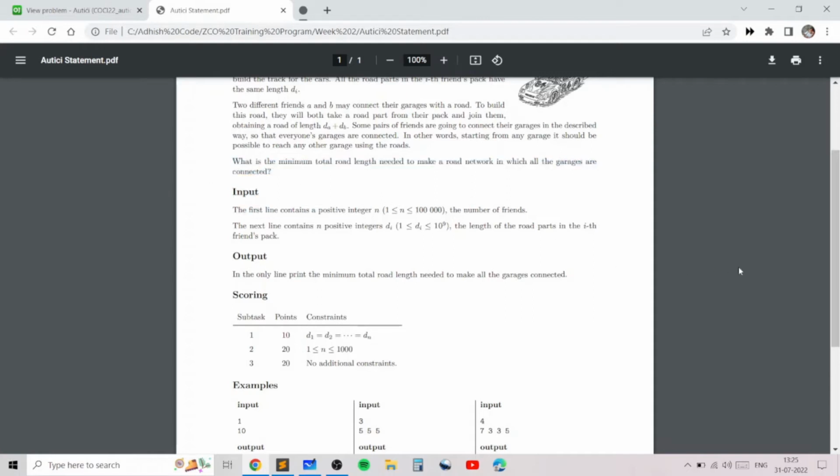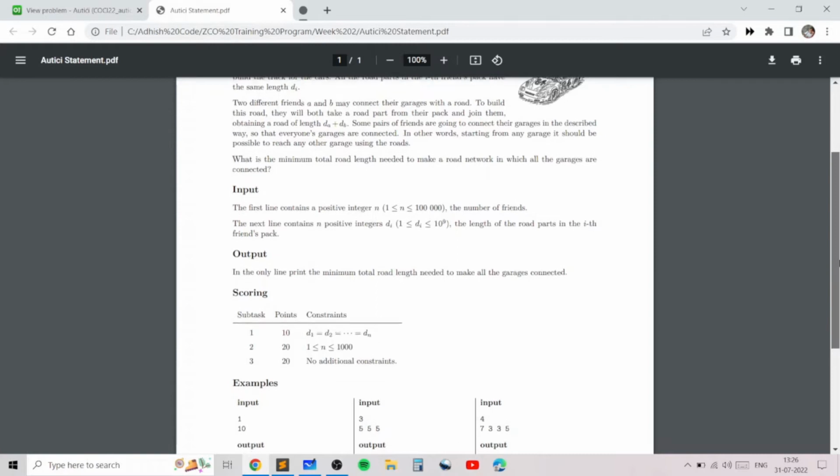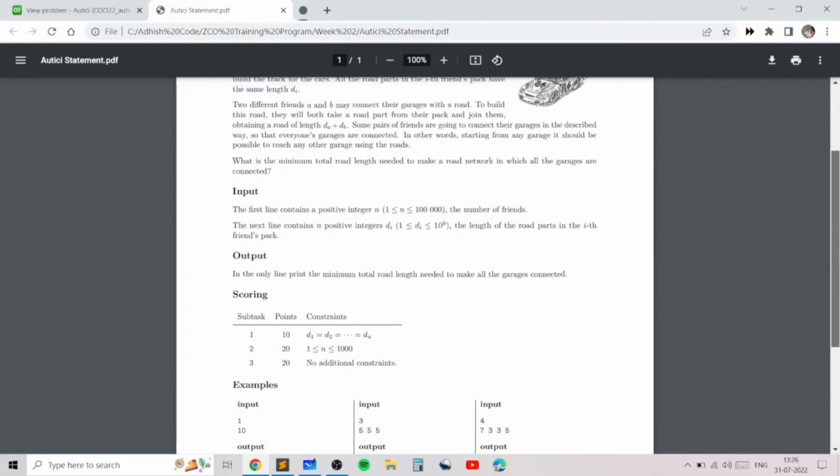So let's take an example. Let's say that there's only one friend and the value of D1 is 10. Then clearly we don't need to connect any garages because there's only one friend who's already connected. So we'll print 0, which is the correct output for the first example.